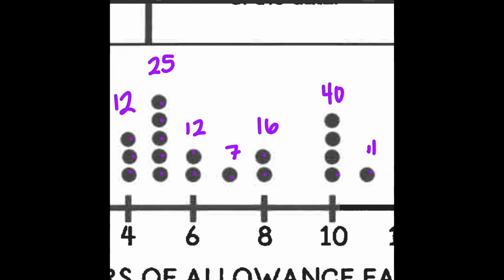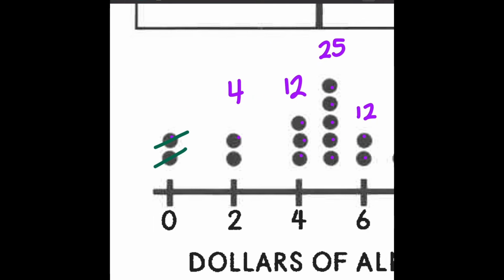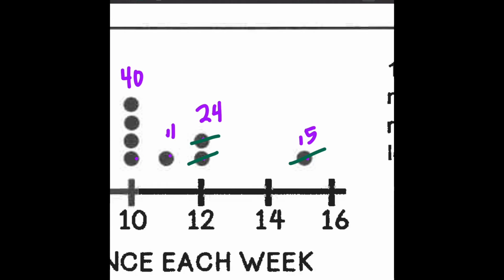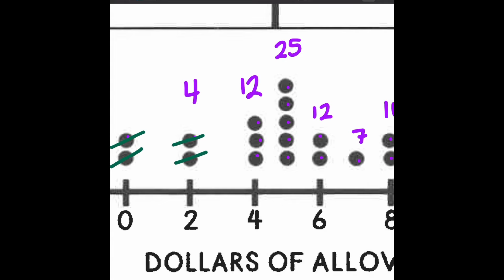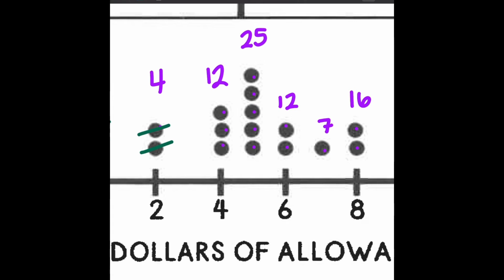I'm going to cross off this second 0, and I'm going to cross off this 12. Now I'm going to cross off this 2, and I'm going to cross off this second 12. Now I'm going to cross off the second 2, and I'm going to cross off the 11.